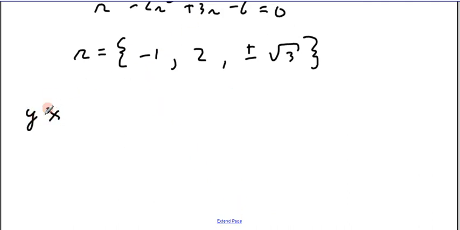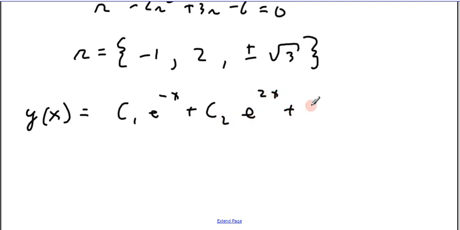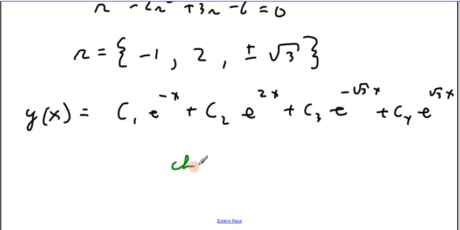y of x is equal to c1 e to the minus x plus c2 e to the 2x plus c3 e to the minus square root of 3 x plus c4 e to the plus square root of 3 x. And this checks by back of book. And we'll move on.